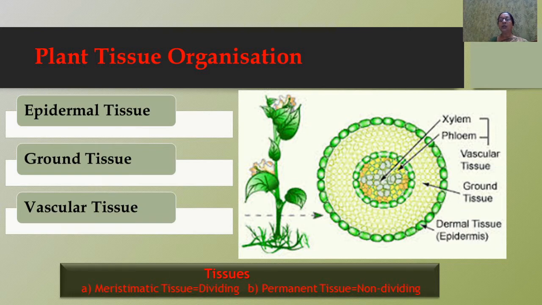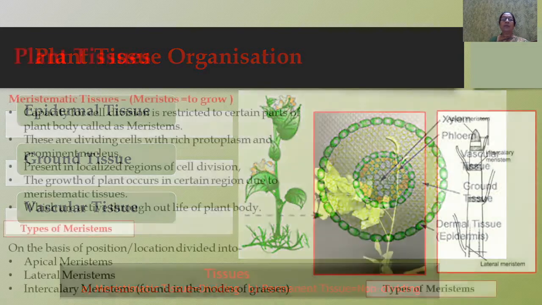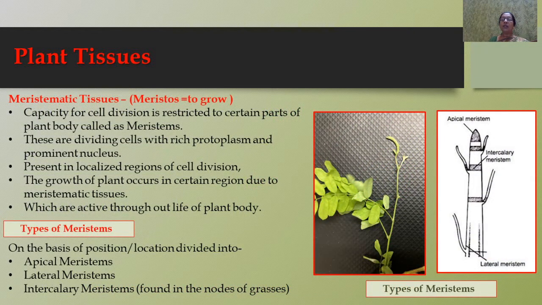xylem and phloem. The tissues are of two different types: meristematic tissue, which is dividing tissue, and the second one, permanent tissues, which are non-dividing cells. Now, what is the plant tissue? In the figure, we will see first of all the meristematic tissues.